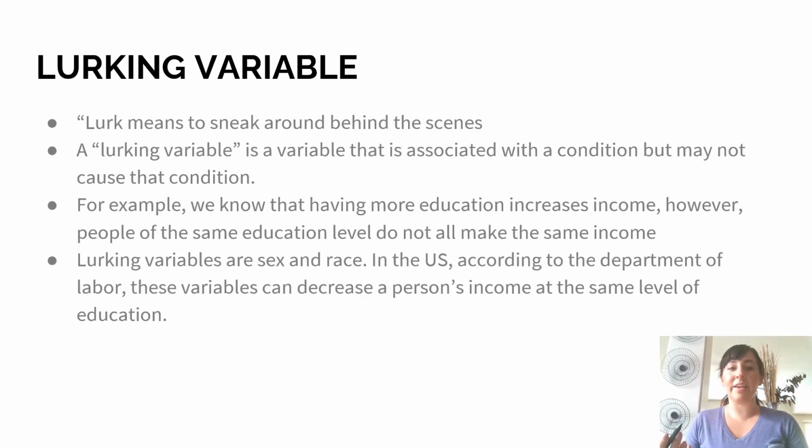So the next thing we're going to look at is a lurking variable. Lurking, to sneak around. What a lurking variable is, in research terms, is just a variable that is associated with a certain condition or response or phenomenon, but doesn't actually cause that condition or phenomenon. It's just associated with it. It tags along with it.